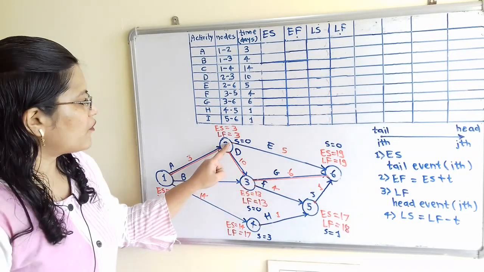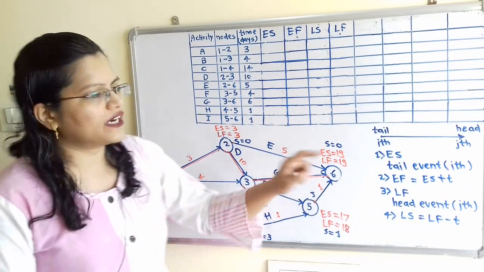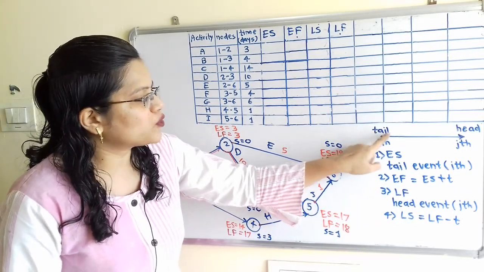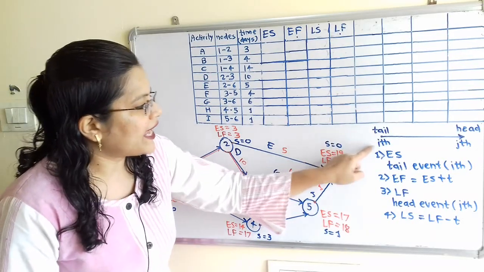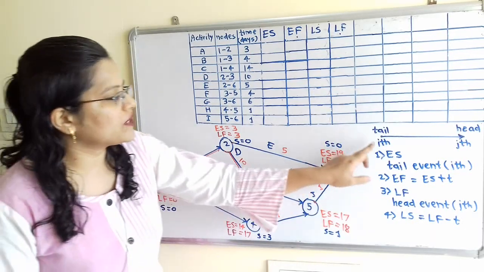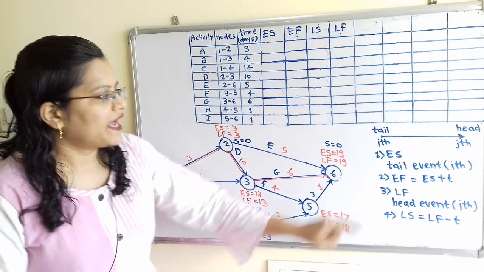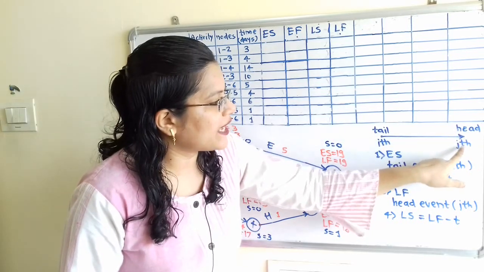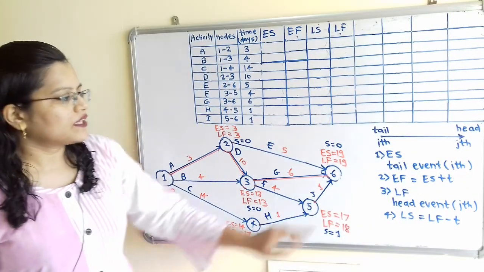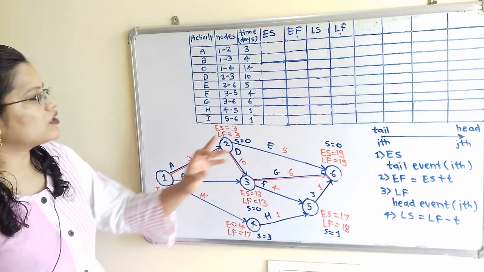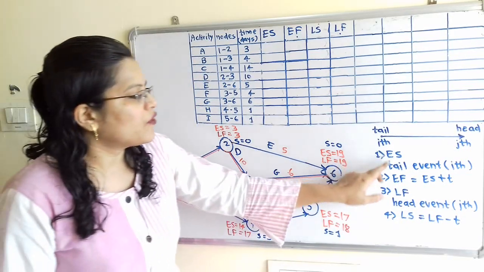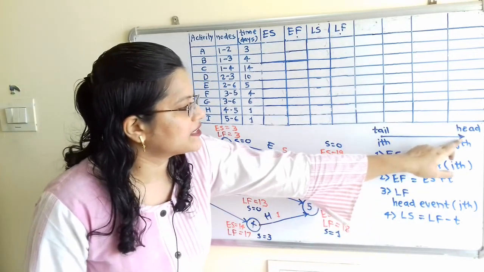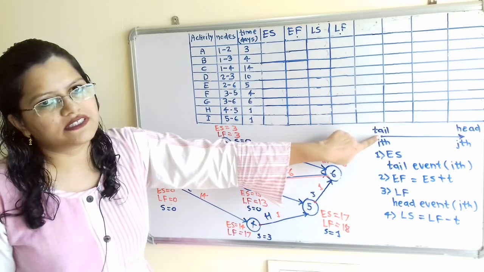Now if we observe, for each activity we have drawn an arrow. This is the starting point of the arrow, and that is known as the tail. The node at the tail point is known as the ith event. And the node or event at the head point is known as the jth event. Now how to calculate ES for each activity? We have to refer to the tail event, that is the ith event. So where is the tail? At this point there is the tail.